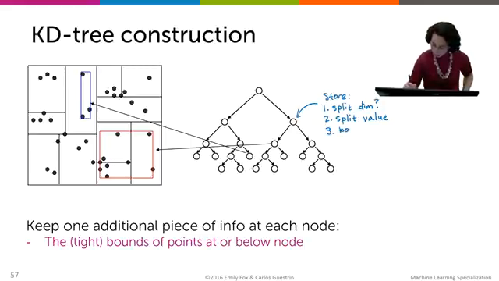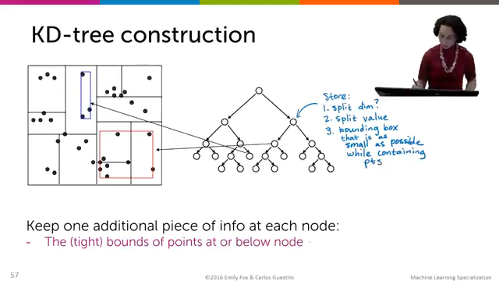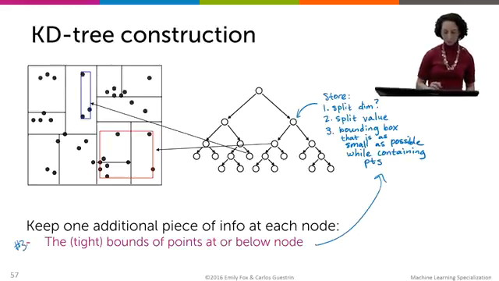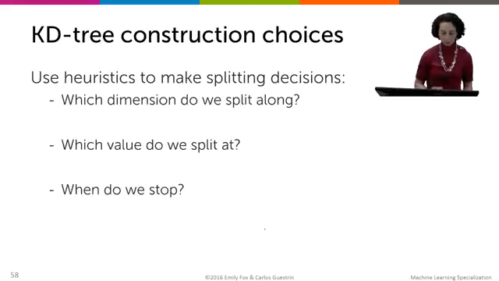So this will be a bounding box that is as small as possible while containing the points. Okay, so that's this. This is number 3 above. Okay, so hopefully that's clear. It's a very, very intuitive type of structure for storing the data.